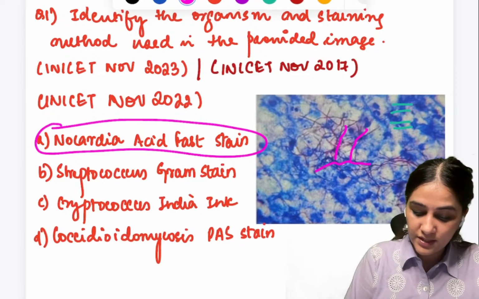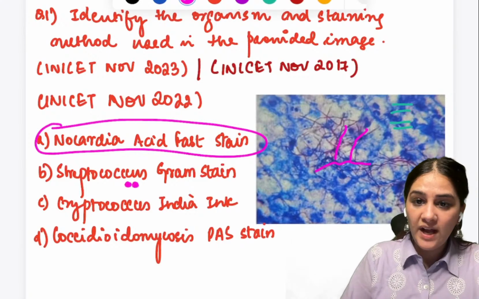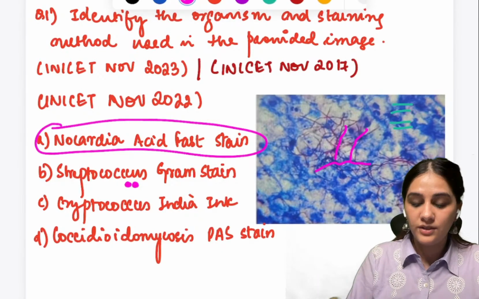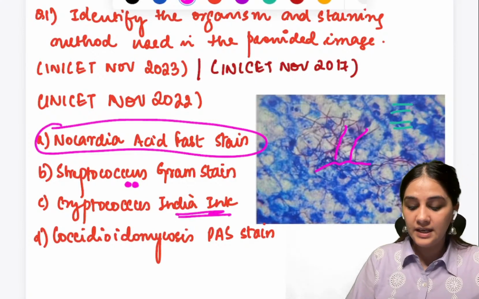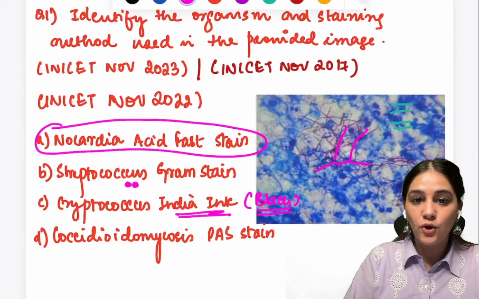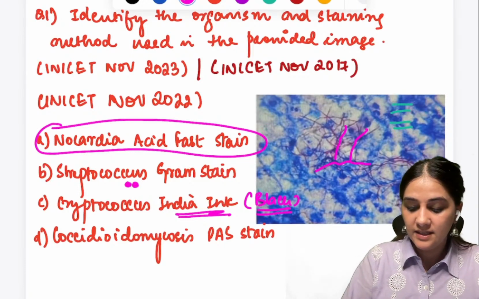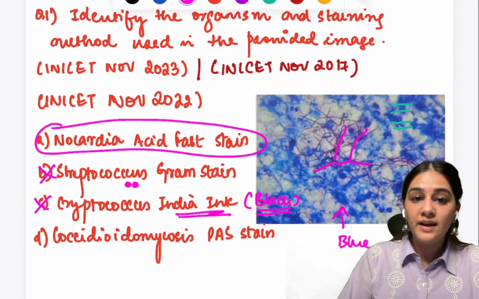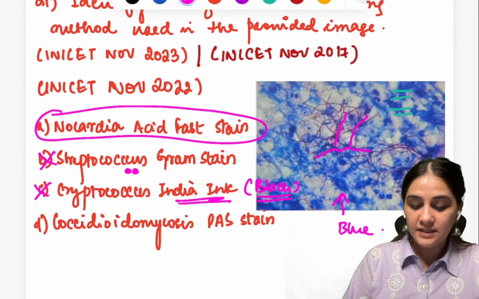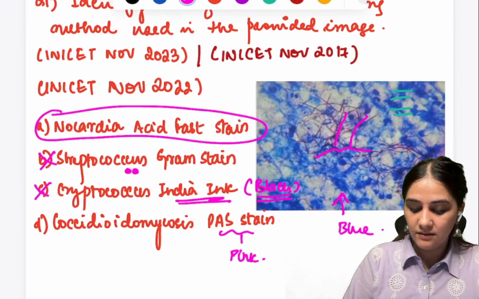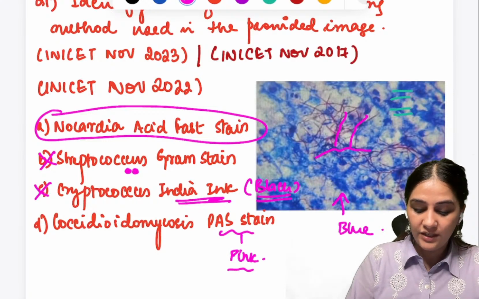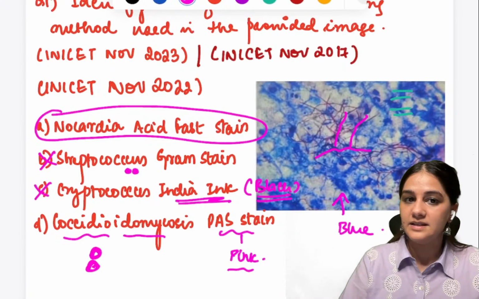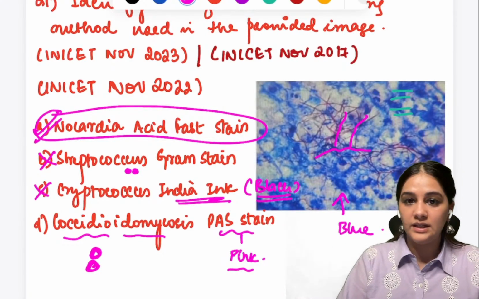It's definitely not Streptococcus, because Streptococcus is cocci. These are not cocci. These are long, slender bacilli, right? Cryptococcus is a fungus. This is definitely not India ink, because what did I tell you about India ink? India ink gives a black background. We are not seeing a black background here. What background are we seeing? We are seeing a blue background here. So it's definitely not Cryptococcus, definitely not Streptococcus gram staining. Coccidioidomycosis PAS staining can look something like this, but there the background is usually pink in color, and structures are stained pink, but Coccidioides is a structure like this. It's not a long slender bacilli. So our answer here is going to be Nocardia, right?